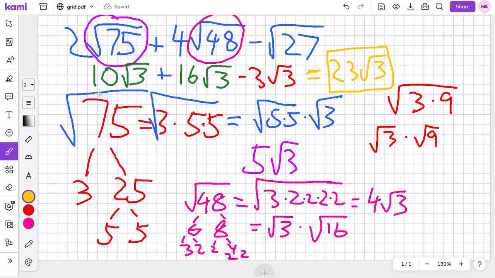So it's kind of like 10x plus 16x minus 3x. What is that? Well, that's 23x. But it's not x, it's root 3. What if the root is different? Then you can't add them. It's kind of like like terms. Yeah, if they weren't the same, you couldn't add them. You just have to leave them alone.